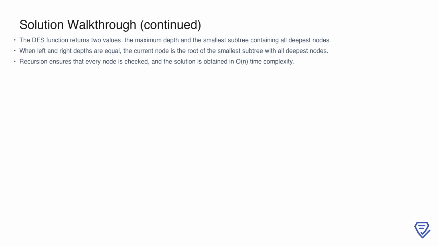To summarize, our depth-first search function returns both the maximum depth and the smallest subtree containing all deepest nodes. By comparing depths at each step, we ensure that we identify the correct subtree in O(n) time complexity, making this solution highly efficient for binary trees of any size.